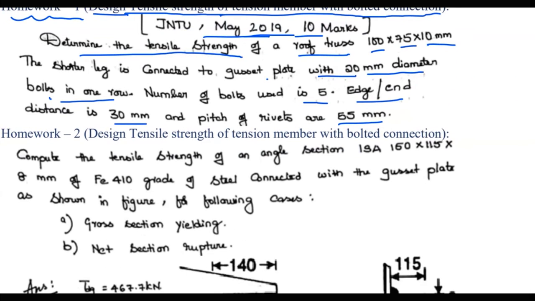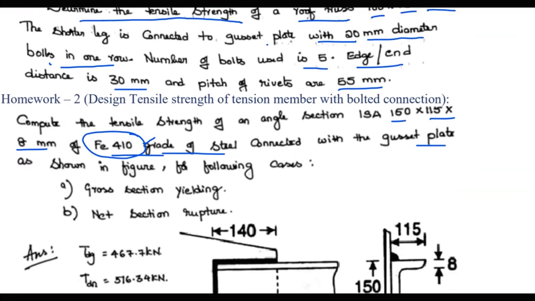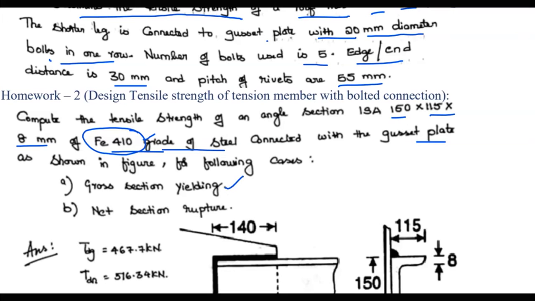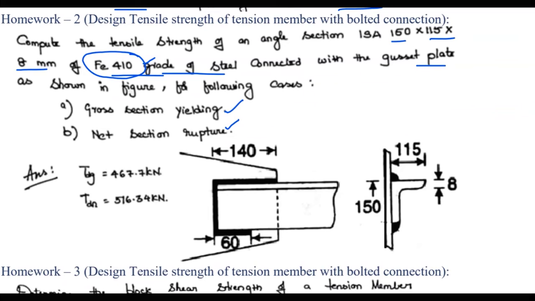And coming to problem number 2, this is also a similar problem. Compute the tensile strength of a section of 150, 115 by 8 mm, 410 grade. Remember, if the grade of the steel is not given, you can simply assume that the grade of the steel is Fe410, because this is the usual grade of steel that we use, connected with the gusset plate as shown in this figure. In this question, you just need to find out the yield and rupture strength. That's it.